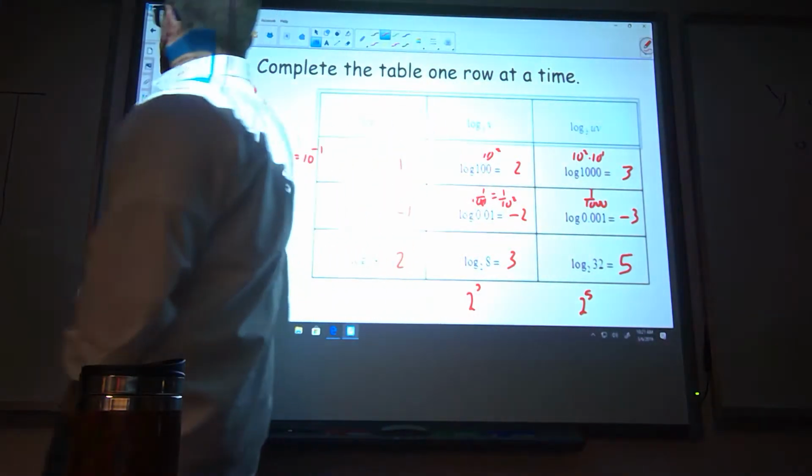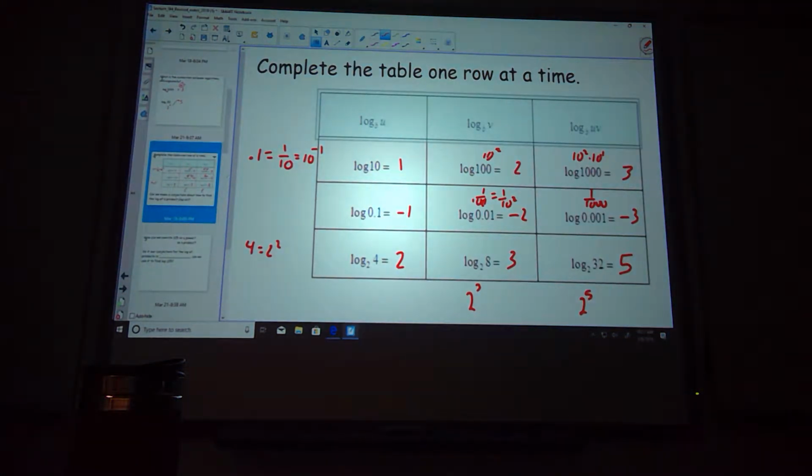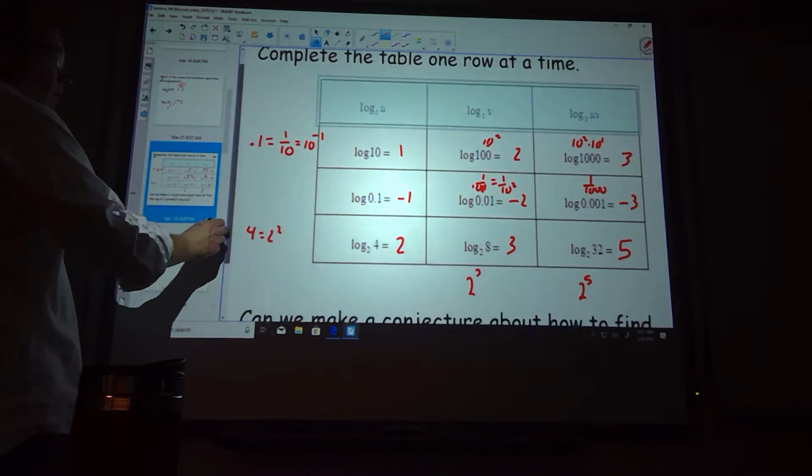Okay. Can we make a conjecture about how to find the log of a product? No. What? Log of a product? It's on the bottom. I was just curious. Ooh. I'm not gonna lose my pencil.